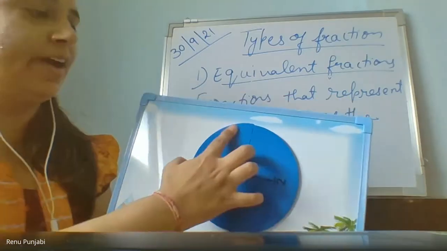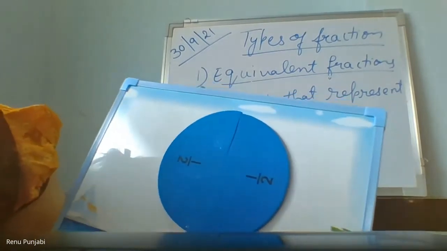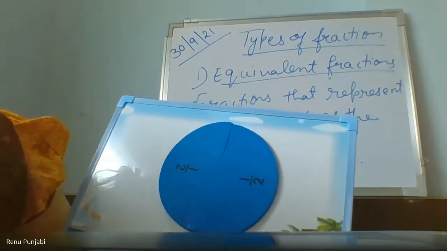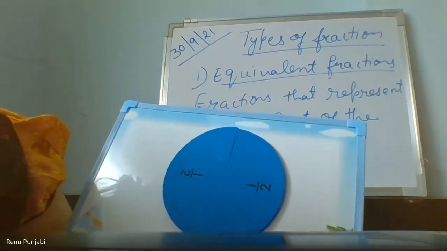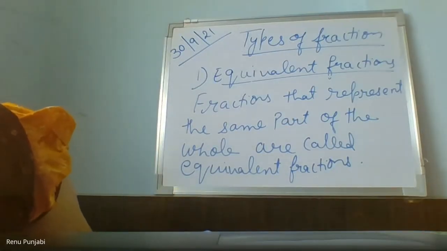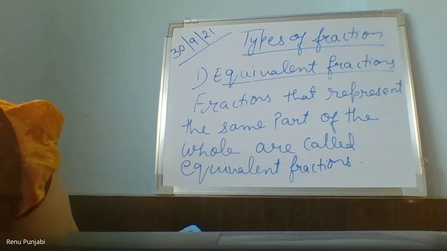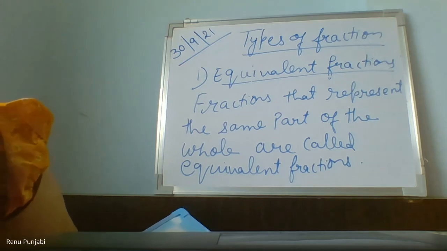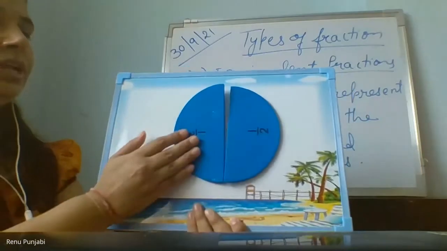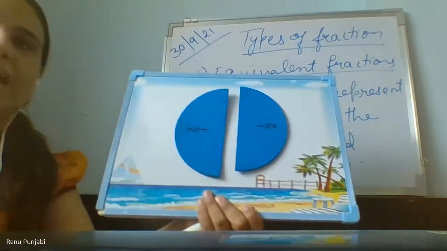If now I have another pizza. Wait. Ma'am, please, I am on the last. Can I see? Yes, please see. Okay, ma'am. Done, everyone? Yes, ma'am. Now you know that 1 upon 2 means each part is the half.